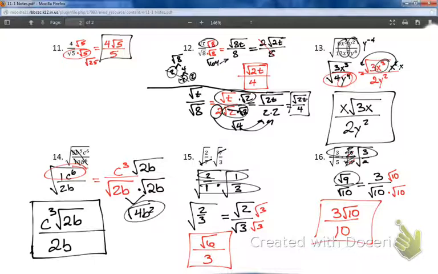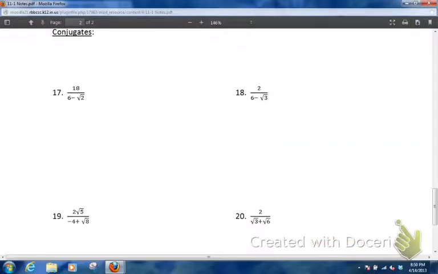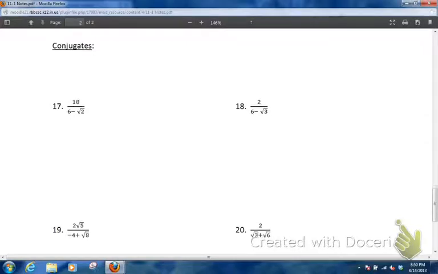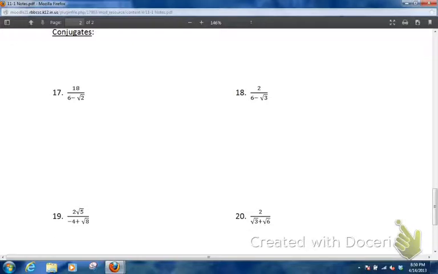Alright, and like I mentioned, video 3 was technically supposed to be all about this next section, which you can see here, called conjugates. So we're going to go ahead and just talk about what a conjugate is and how to rationalize these denominators right now.